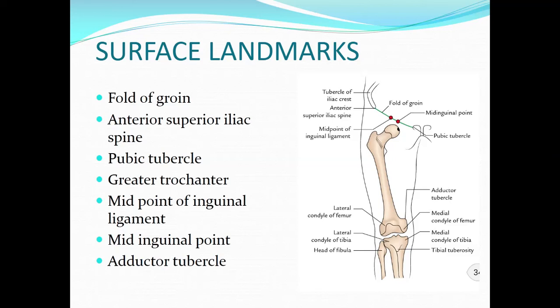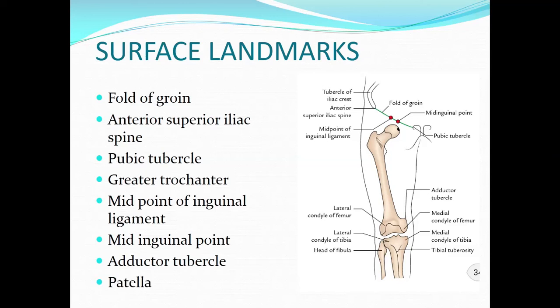Now the adductor tubercle. On the lower medial side of the thigh you can feel a prominent bone on the medial condyle known as adductor tubercle. This is adductor tubercle, and this gives attachment to adductor magnus muscle, and epiphyseal line of lower end of humerus passes through this adductor tubercle.